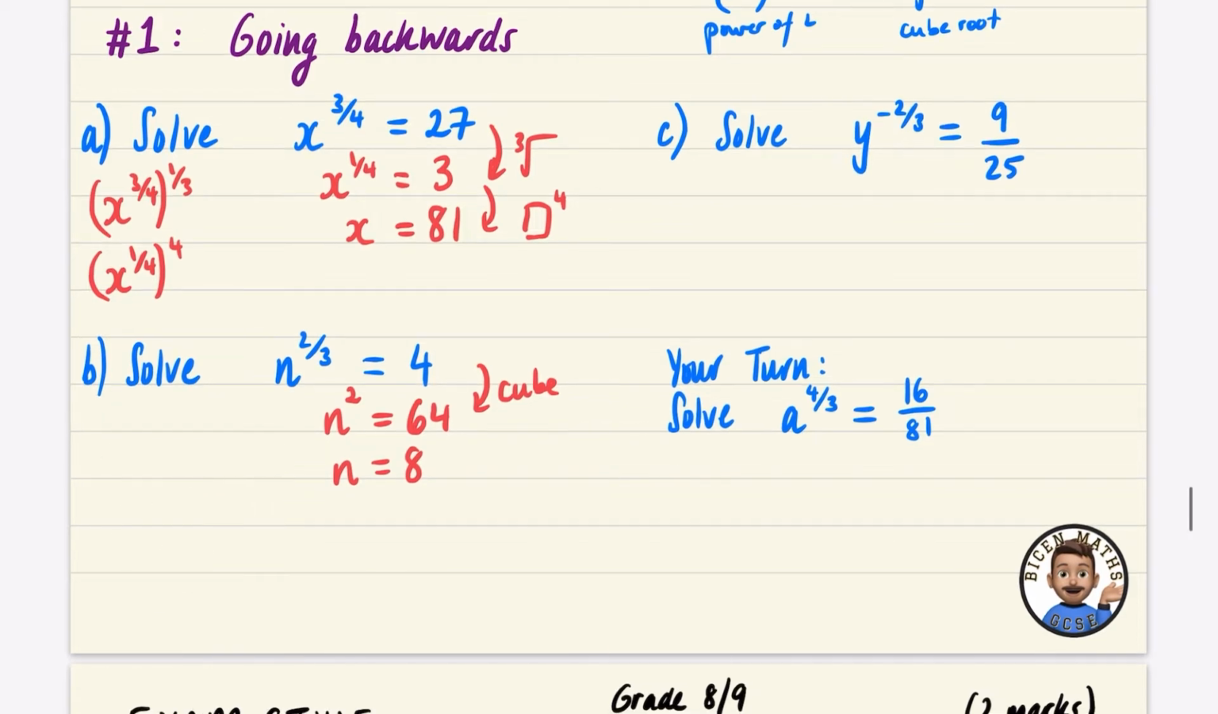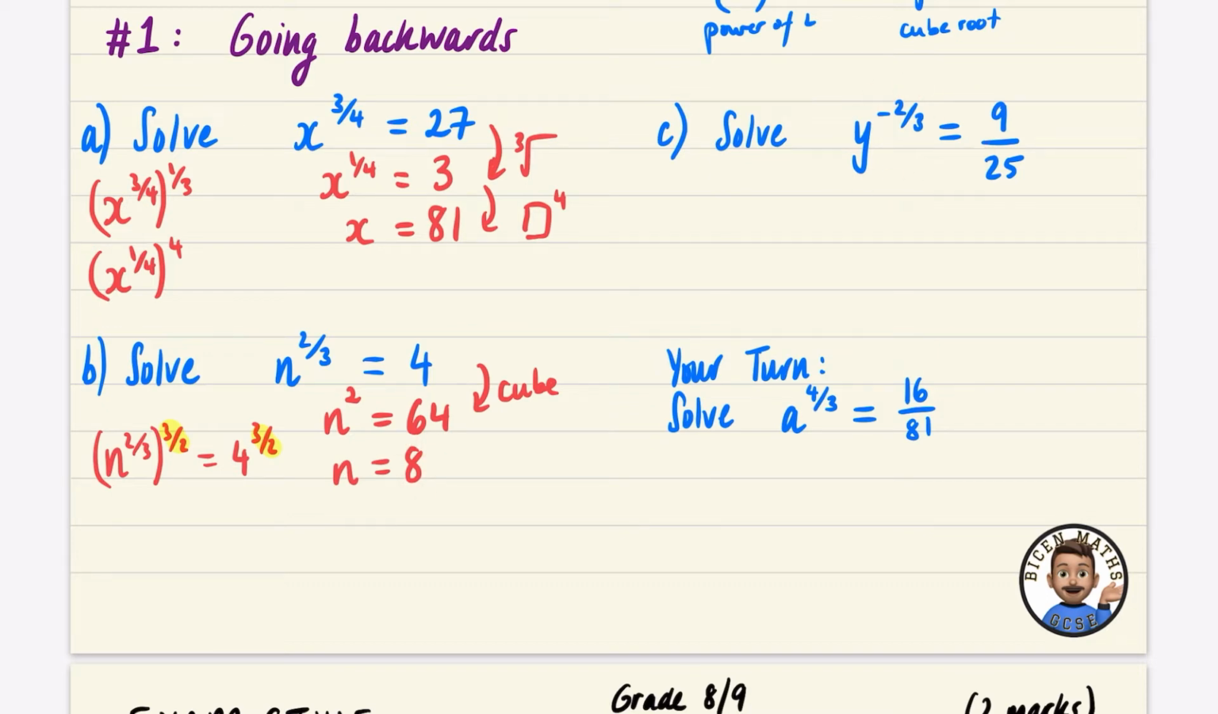If I did the other method, I could do n to the 2 over 3. That needs to go to the power of 3 over 2. So the 4 also needs to go to the power of 3 over 2. This was the power that I've added in. And 4 to the power of 3 over 2 is the square root of 4 cubed, which is 8.